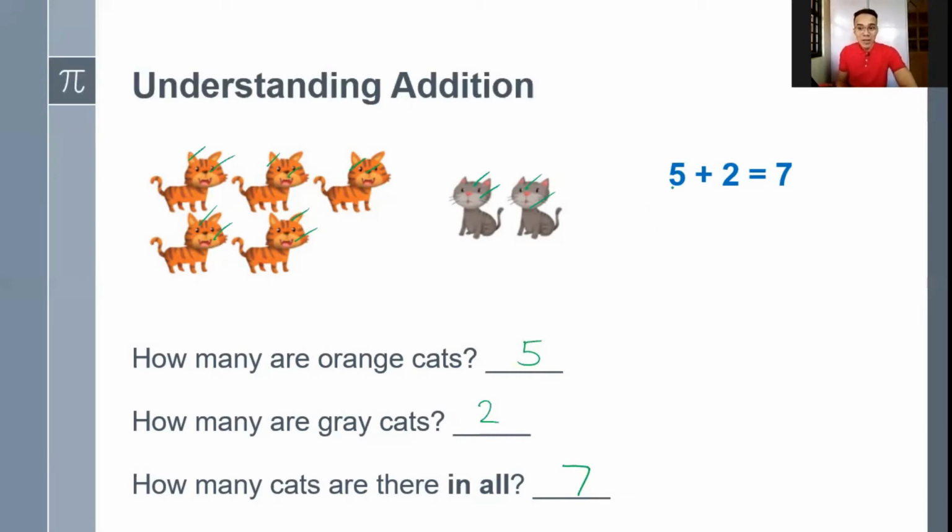And remember that 5 and 2 are the parts, 7 is the whole. And let's write these numbers again in a number bond. So where do we put 7? It's inside this blue circle, and 5 and 2 are written inside the parts. So 5 and 2 make 7. 5 plus 2 is 7.